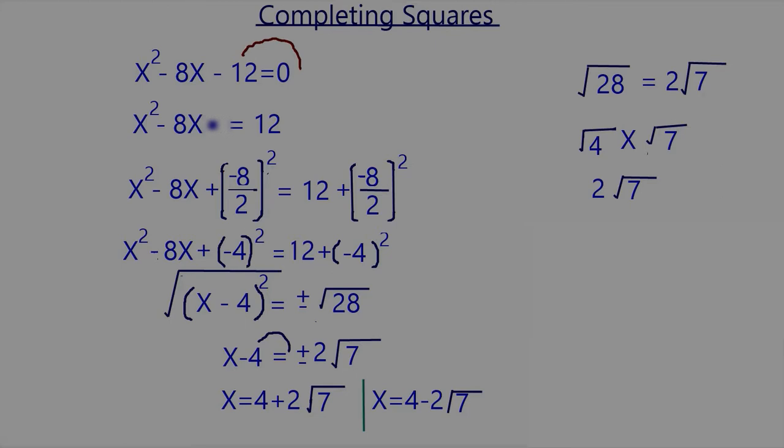4 plus 2 times the square root of 7 and 4 minus 2 times the square root of 7. So for this quadratic equation, x could be 4 plus 2 times the square root of 7, and x could also be 4 minus 2 times the square root of 7.